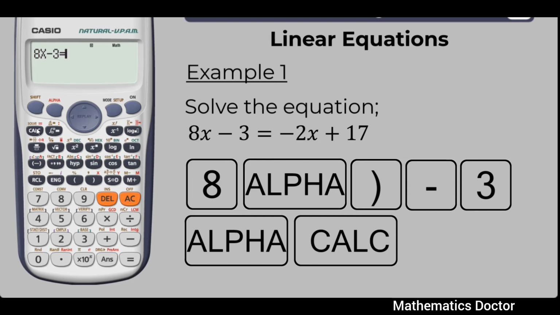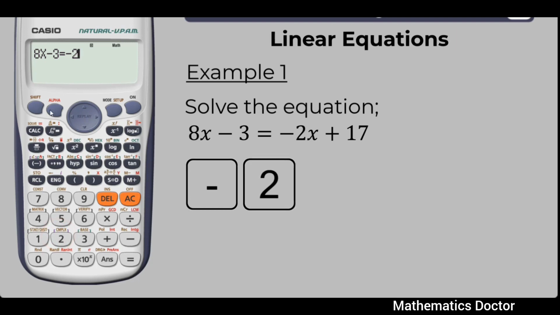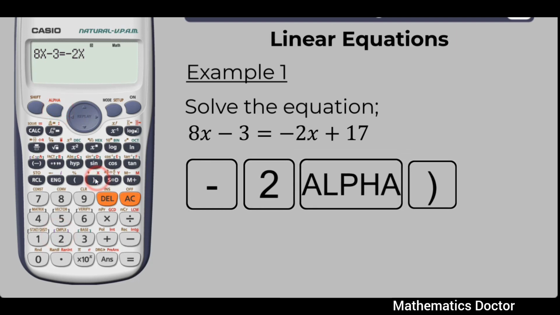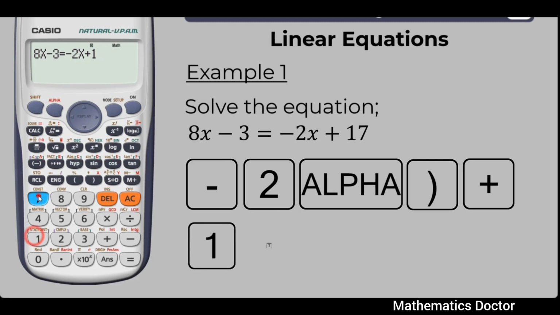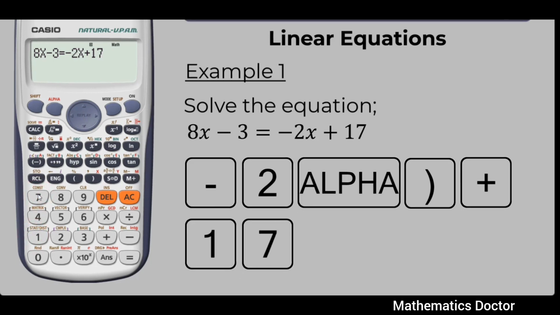Now to continue, you have to press the next number, that is minus 2x. So minus 2, then the x, you press alpha and press the bracket close to get the x. Now you press the next one, that is the addition sign. So you continue by pressing the 17 as the last number. Now you have written the equation nicely on your calculator. Now the equation is 8x minus 3 is equal to minus 2x plus 17.